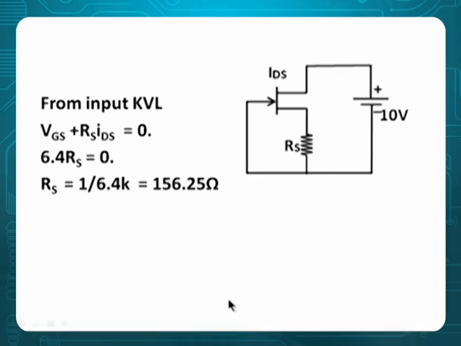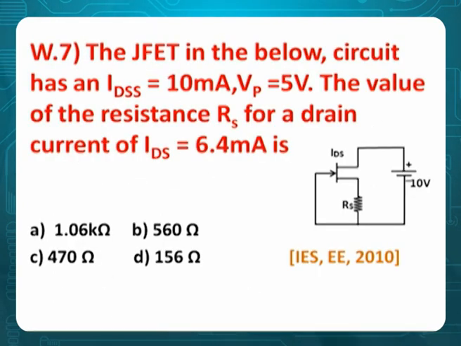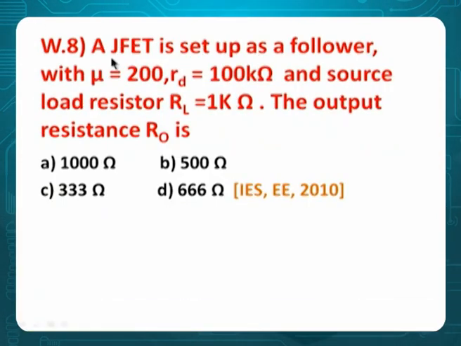So when you get the VGS value, then apply the KVL here. 0 minus VGS minus IDRS. Therefore RS is 1 by 6.4, 156.25 ohms. Therefore option is D, 156.25. See here, it is approximately D. Okay. Problem number 8.